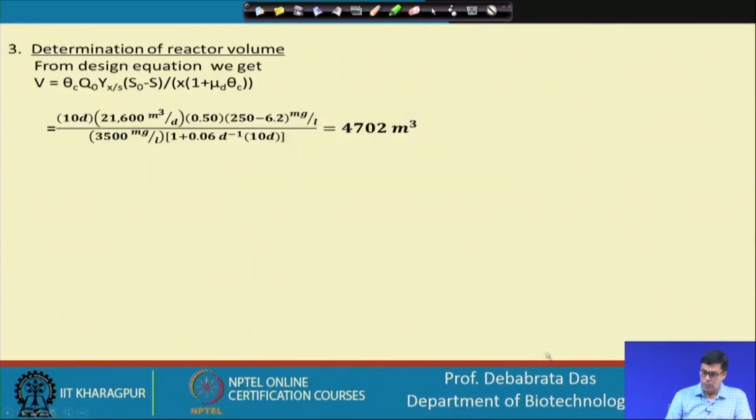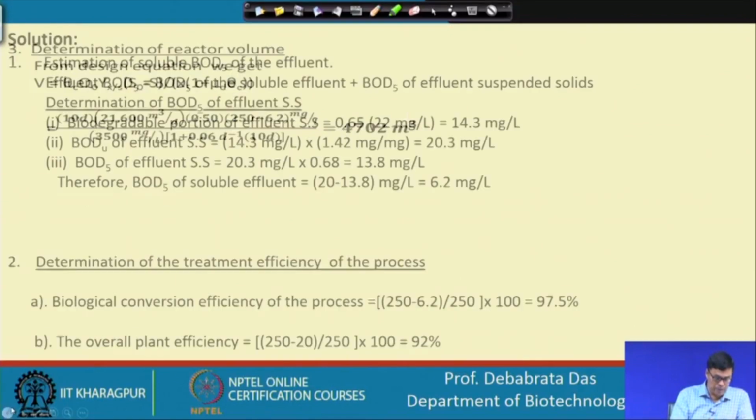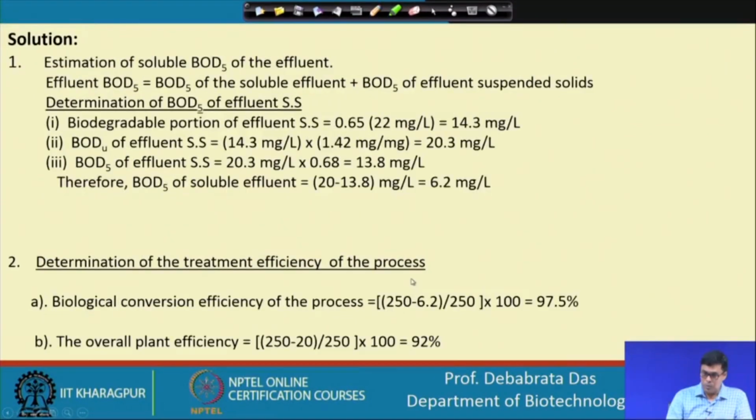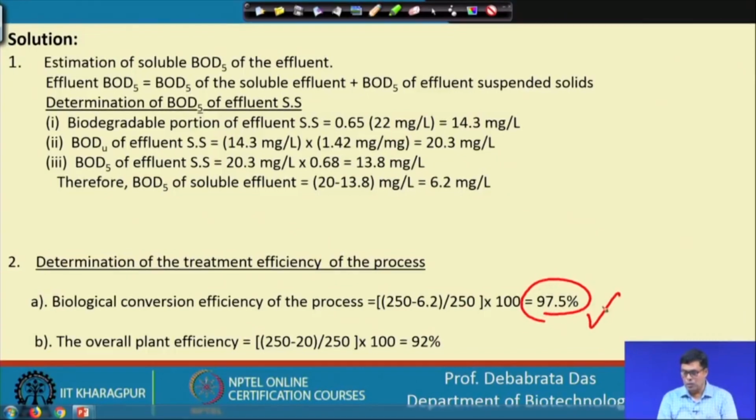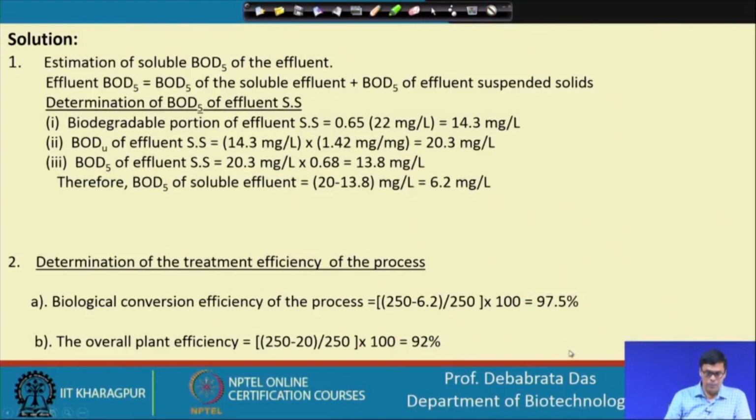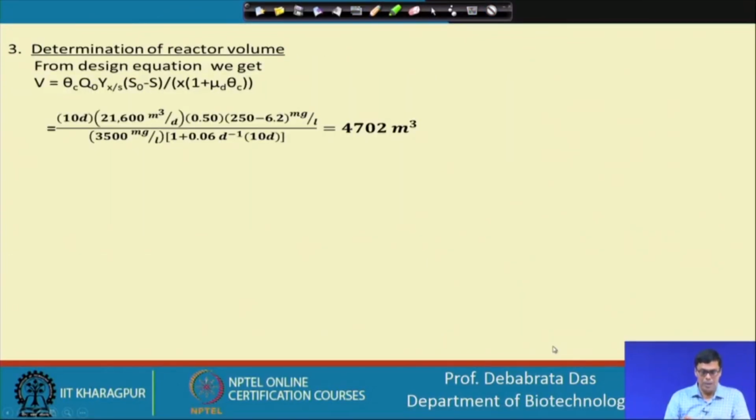So, what conversion efficiency will we get? We get (250 minus 6.2) divided by 250, which is 97.5%. This is the actual conversion efficiency, what we call the biological conversion efficiency, but this is the overall conversion efficiency of the plant. This is what we have. Now, there are other parameters we shall have to calculate.